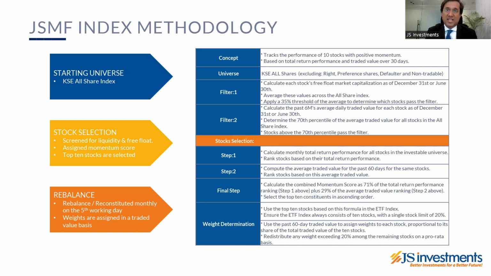And then the final step is assigning the weights. For weights, we use the last 60-day traded value to assign weights to each stock, proportional to its share of the total traded value of the 10 stocks, and redistribute any weight exceeding 20% among the remaining stocks on a pro rata basis. So on a net basis, the entire portfolio comprises 10 stocks, where one stock can go as high as 20% in terms of its weight in the portfolio. As you can see on the left, it's the universe, we do the selection, and the final step is rebalancing, because the weights and the entire dynamics keep changing on a month-to-month basis.